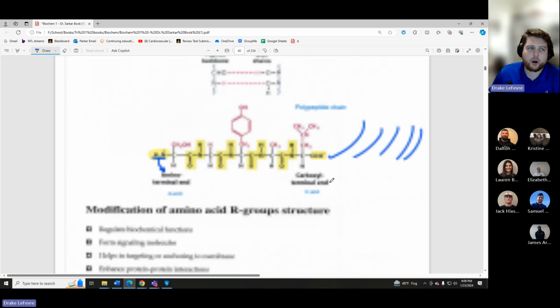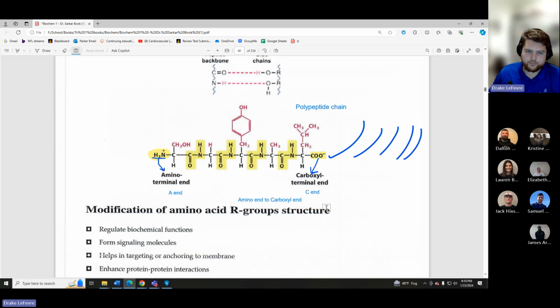Polypeptide chains are built from the amino to the carboxyl end. So that means this is where we start over here, this is the first one that we started with, and we build the chain this way, adding on to the carboxyl end. That's how we build polypeptide chains.